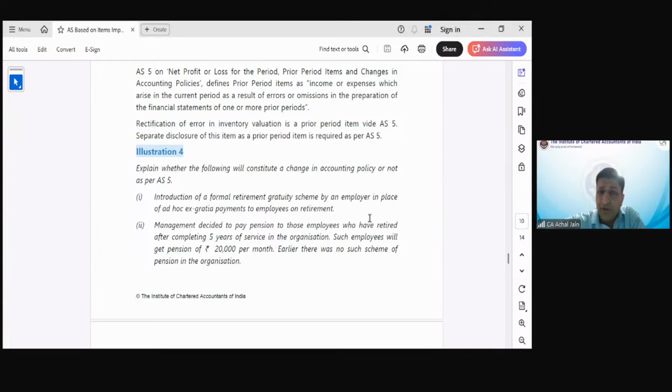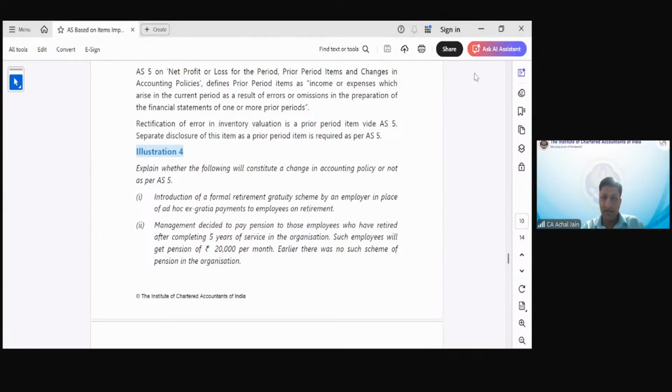Explain whether the following will constitute a new accounting policy or a change in accounting policy. Part B. Management decided to pay pension to those employees who have retired after completing 5 years of service. Such employees will get pension of rupees 20,000 per month. Earlier, there was no such scheme of pension. Over to you. I think it's a very simple one.